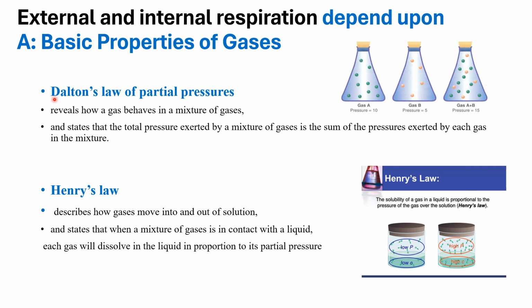So we have Dalton's law of partial pressures. It states that the total pressure exerted by a mixture of gases is the sum of pressures exerted by each gas in the mixture. For example, this is gas A, and this is the pressure exerted by gas A. Then this is gas B, and there is a certain pressure exerted by gas B. And when we combine both of these gases in one container, the total pressure is equal to the sum of pressure exerted by gas A and gas B.